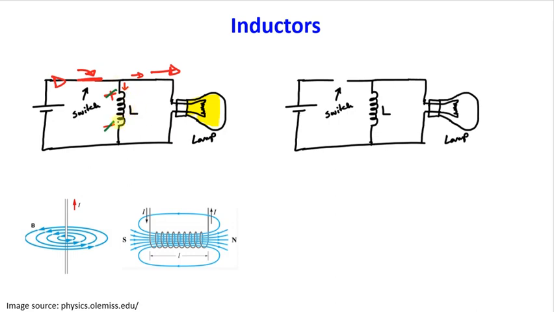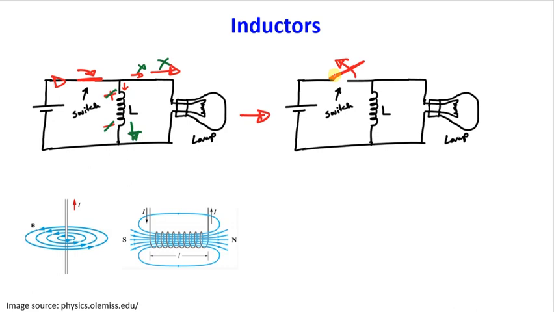So there are two parallel paths, and one has a lower resistance. Then what will happen? Now most of the current will flow through this inductor, and no current through this lamp. So after a brief period of time, we will see that the lamp stops glowing. Now the next step: suppose this was closed, and now suppose we have opened it.